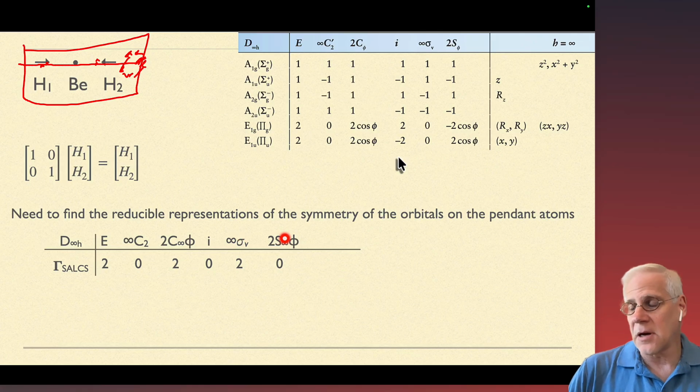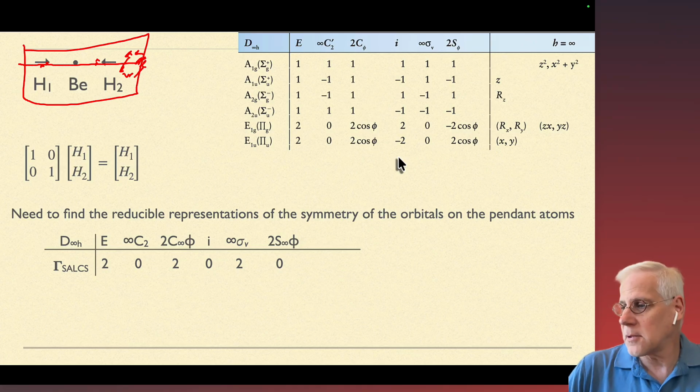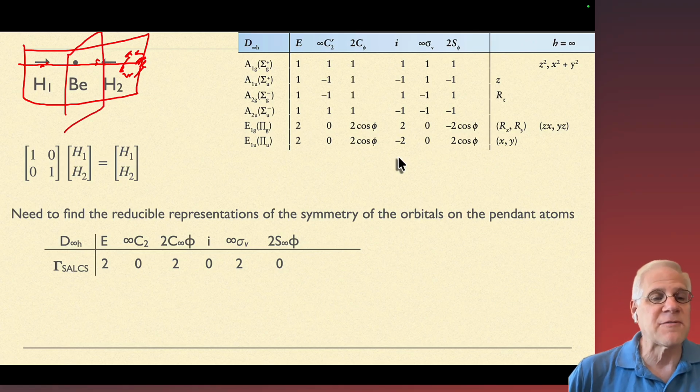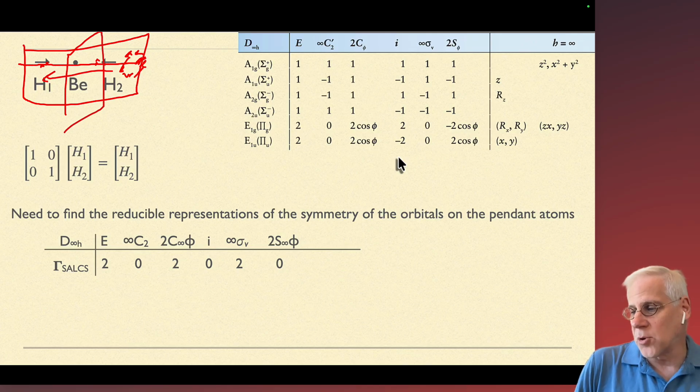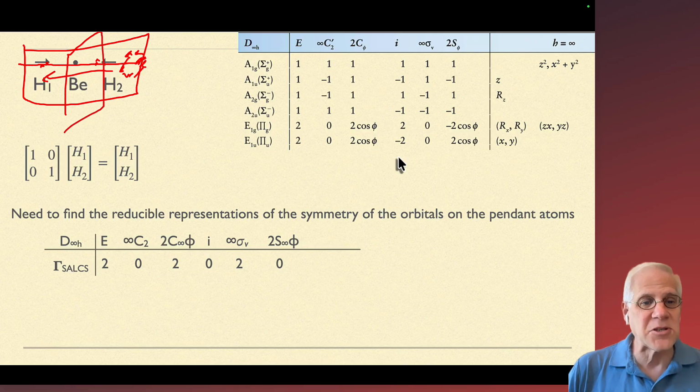And then I have the S infinity, where you are doing a rotation followed by a reflection. The reflection would be through that mirror plane there. So it's S infinity because I can rotate any number of degrees. It goes along with that C infinity. But as soon as I reflect it to the other side, H2 becomes H1, H1 becomes H2. And so I end up with a 0 trace. So we have our reducible representation of 2, 0, 2, 0, 2, 0.